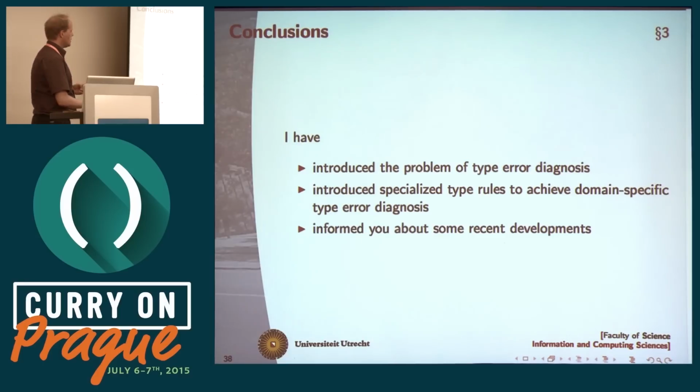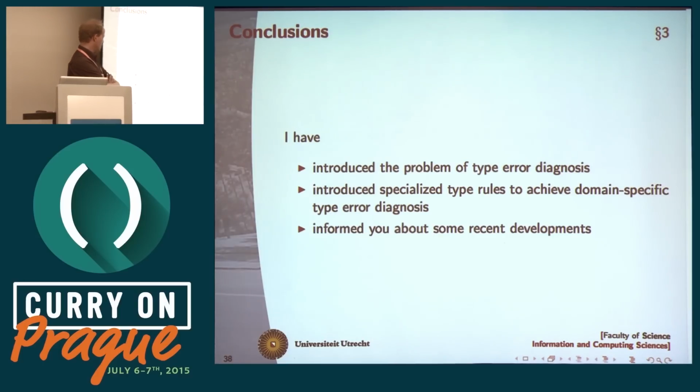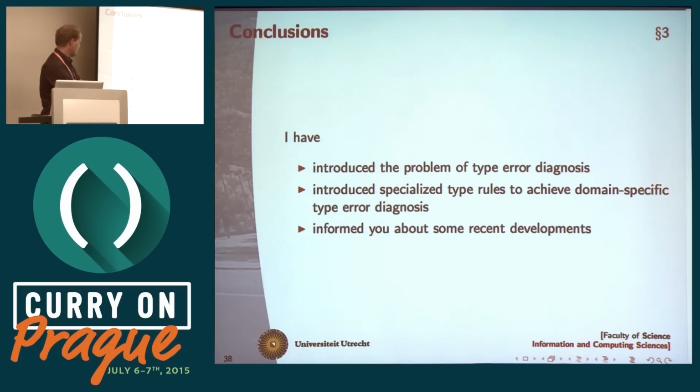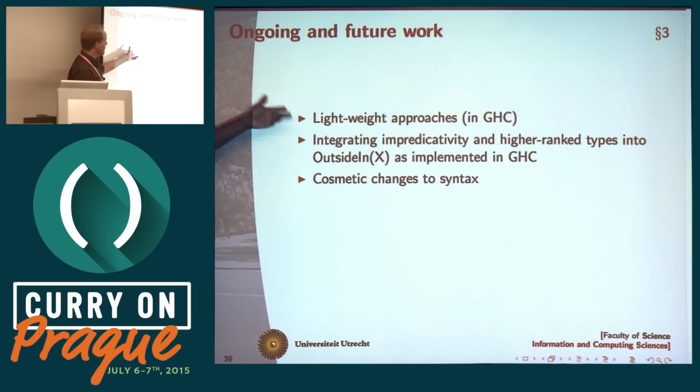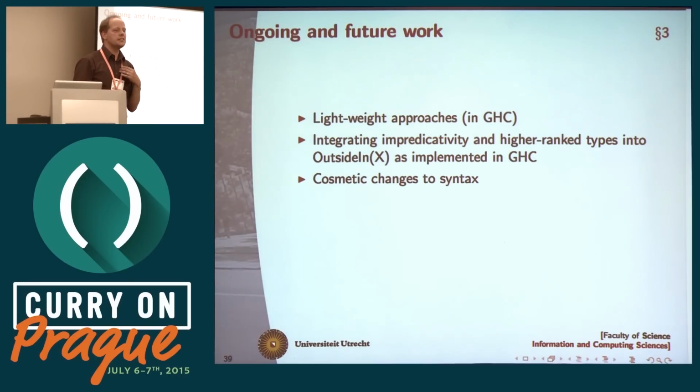So, I have introduced the problem of type error diagnosis. I've introduced some specialized type rules to achieve domain-specific type error diagnosis, and informed you about some recent developments. And of course, there's lots of ongoing work. So first of all, we're looking at lightweight approaches so that we can actually already get some of this in GHC without changing GHC too much.